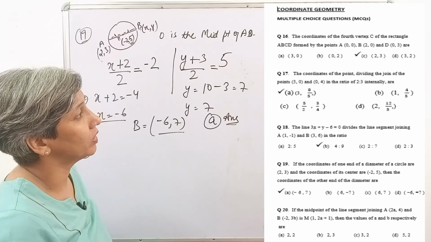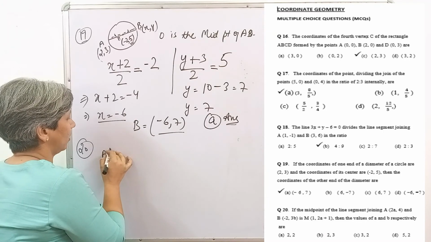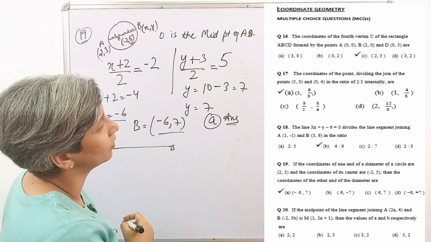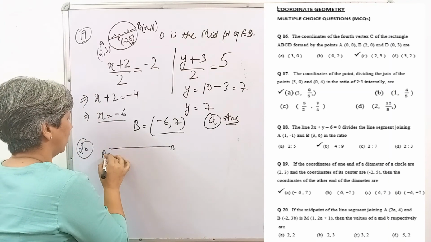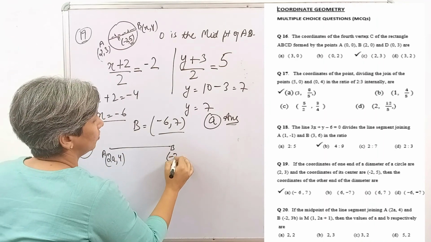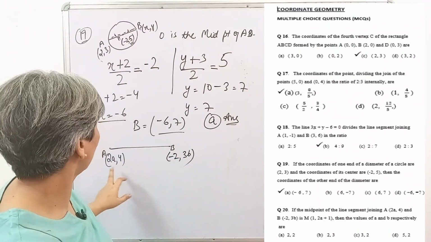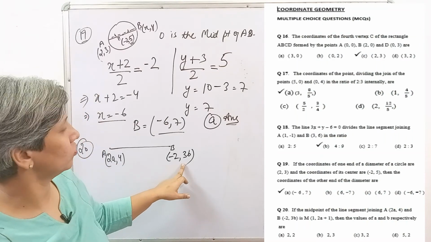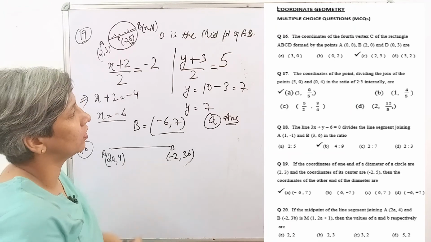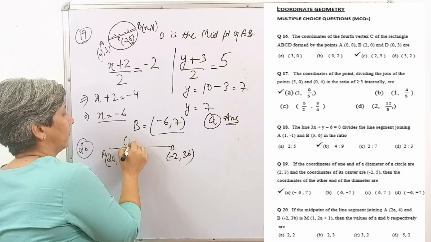The 20th is saying, if the midpoint of the line segment joining A and B, we have A as (2a, 4) and B as (-2, 3b), A and B are in this form, 2a and 4, and here we have -2 and 3b, and the midpoint of the line segment joining these is M, which is (1, 2a plus 1).